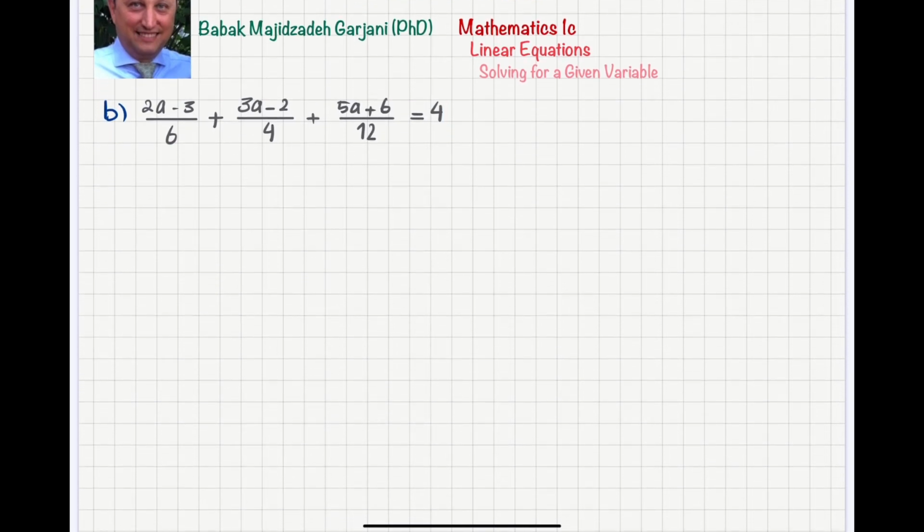Again, I have an equation with fractions involved. But how many fractions are involved here? 3 of them. Again, I have to multiply by an appropriate number. What the appropriate number here is? 12, yes? So it's simple. What you have to do is to multiply everything by 12. So I would multiply this expression by 12 on the left and on the right.